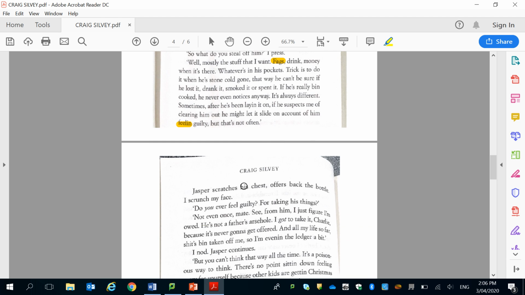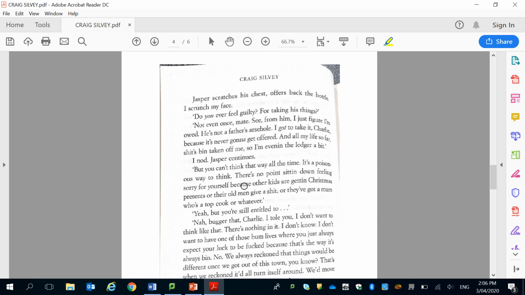But that's not often. Jasper scratches his chest, offers back the bottle. Scratch my face. Do you ever feel guilty for taking these things? Not even once, mate.